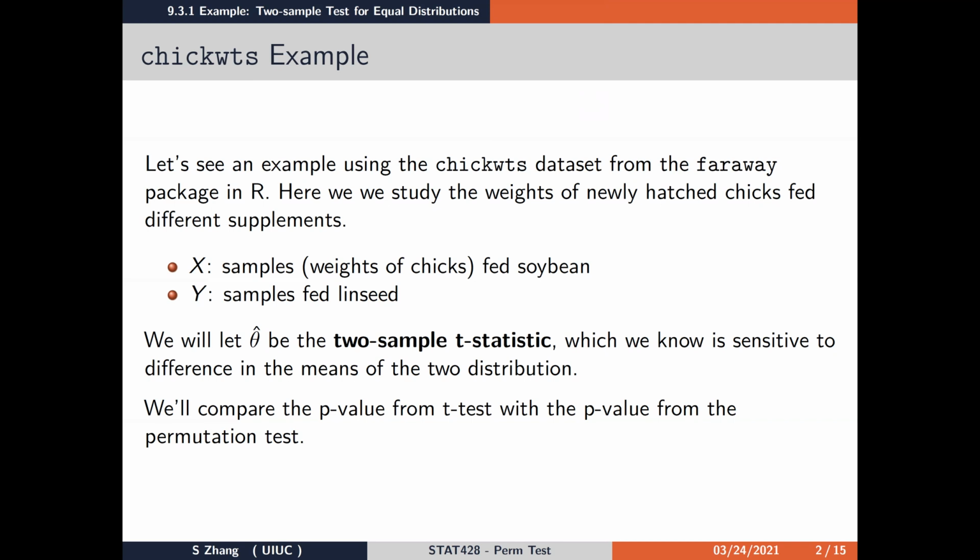X are samples, in other words, the weights of chicks who were fed soybean. And then Y is the samples, or the weights of chicks who were fed linseed. We will let theta hat be the two-sample t statistic, which we know is sensitive to the difference in the means of the two distributions. And what we're going to do next is to compare the p-value from the t-test, which is assuming that the test statistic follows the t distribution, with the p-value from the permutation test, so without assuming the distribution.